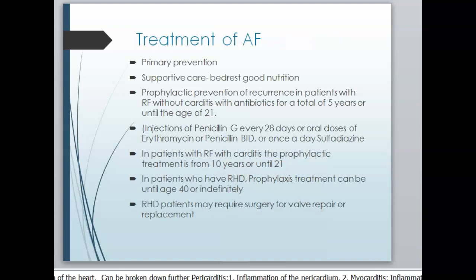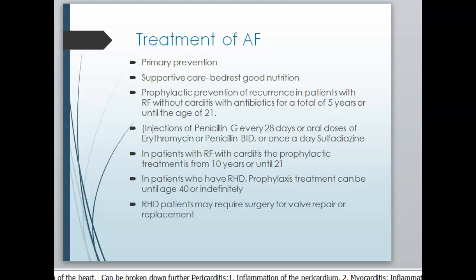Treatment of RF. Well, of course, we just talked about primary prevention, which is to give the antibiotics once the strep throat has been diagnosed. If they do contract it, supportive care, bed rest, good nutrition. Again, prophylactic prevention of recurrence in patients with RF without carditis. So they'll give antibiotics for a total of 5 years or until the age of 21. There may be injections of penicillin G every 28 days or oral doses of erythromycin or penicillin, BID, or once a day for sulfadiazine.